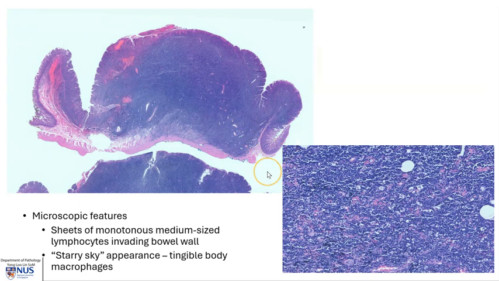When we look at higher magnification, we can see this starry sky appearance, where we can see these paler cells, which are larger, dotted throughout the tumor. These are tingible body macrophages. They are actually macrophages that are gobbling up dead tumor cells. Because this tumor is very aggressive, there is a very high turnover of tumor cells, and therefore there are lots of dead and apoptotic tumor cells, which are then eaten up by these macrophages.